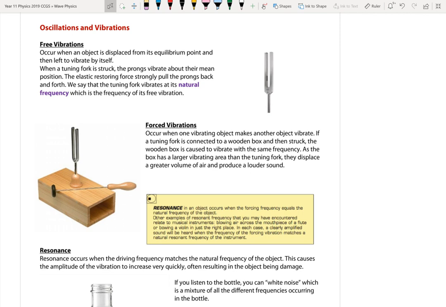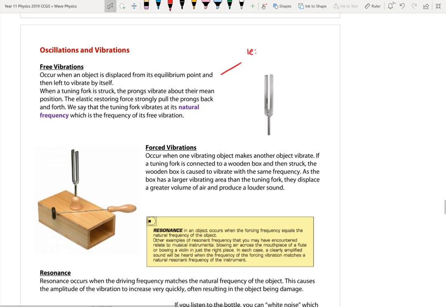Can you think of any other examples of a free vibration? Anyone? Have a think. Can you think of any object that will just oscillate about its equilibrium point? Yes? Guitar string. Good. Let's just go stringed instruments. I also, kid on a swing.